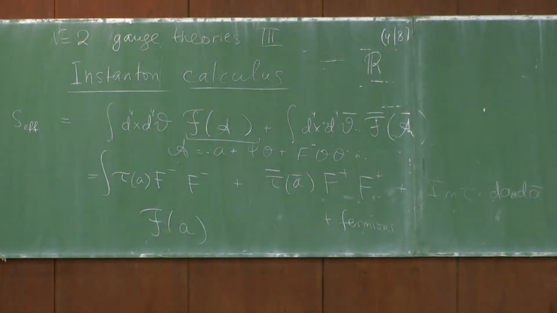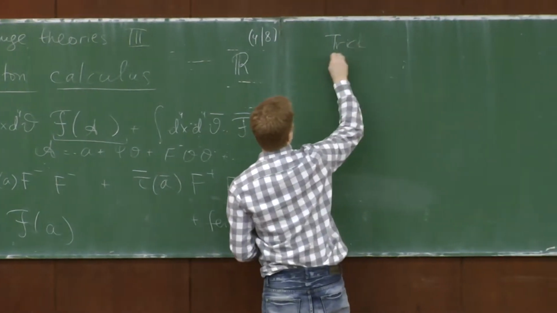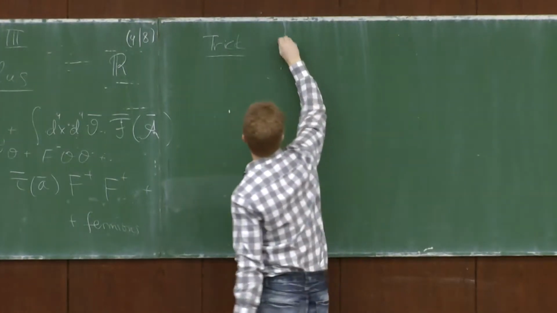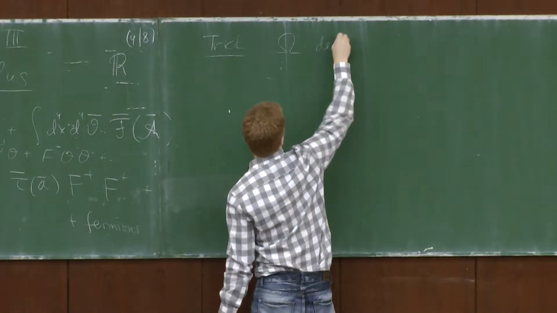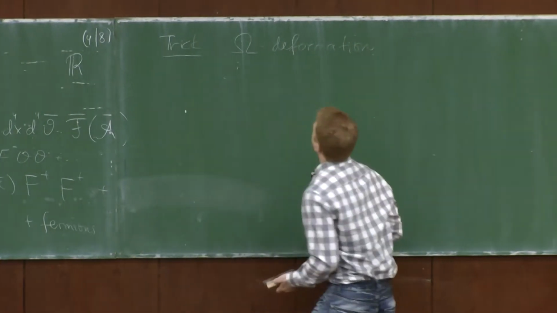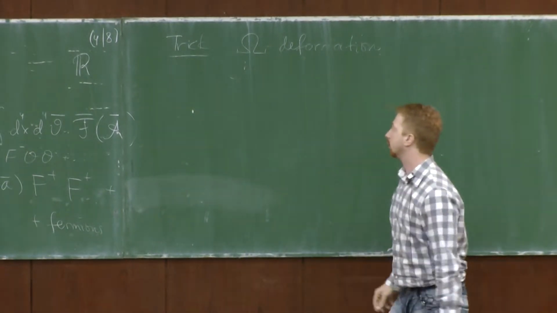So to do that, we will employ a certain trick, which actually happens to be quite useful on its own right. The trick is now called the Omega Deformation. And the omega here stands for the rotation matrices. So the trick is the following.